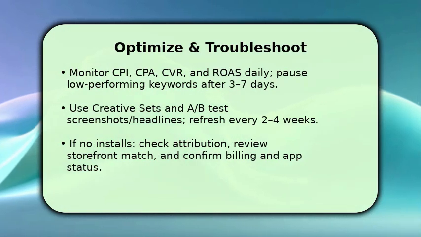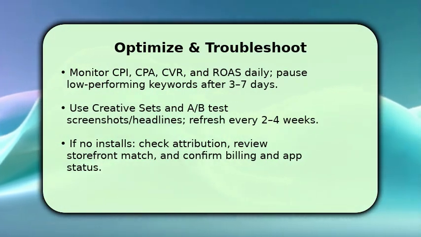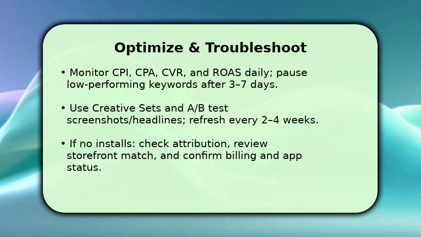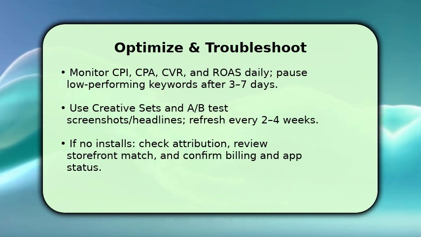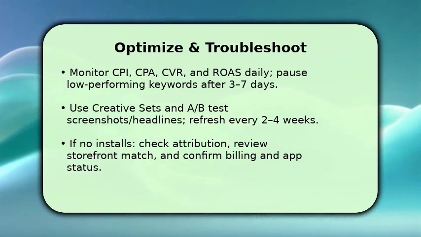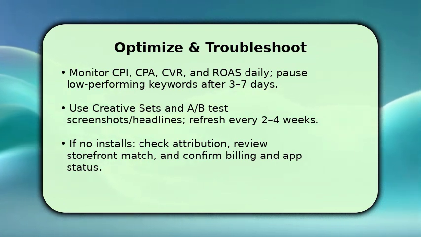Review installs, CPA, conversion rate, and ROAS daily for the first 2 weeks, then weekly. Optimize by pausing poor keywords, reallocating budget to winners, and testing new creative sets. This drives sustained improvement. Also set automated rules to cap spend and alert for anomalies.